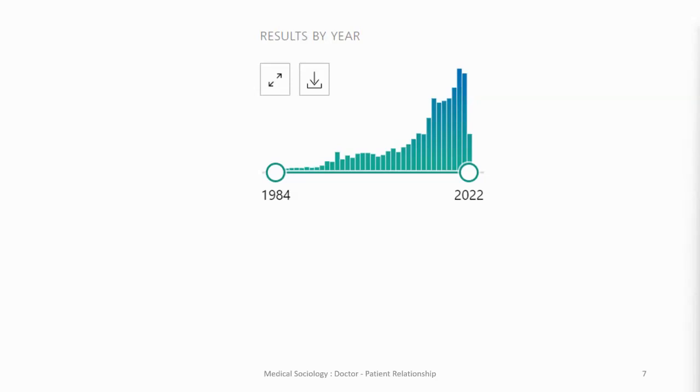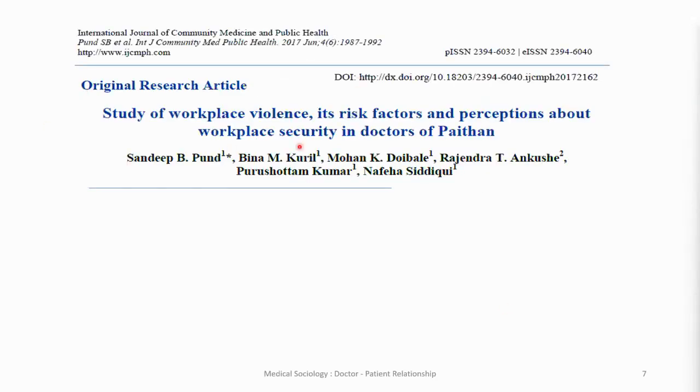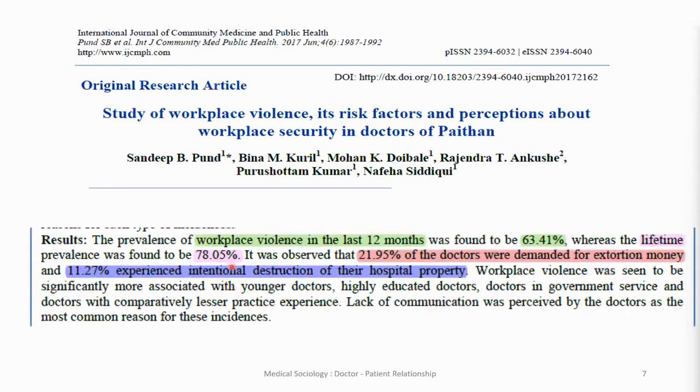One of the articles, published by my seniors, studied workplace violence, its risk factors, and perceptions about workplace security in doctors. It showed that the prevalence of workplace violence in the last 12 months at the time of the study was 63.4 percent, and in lifetime it is 78%, which means that 78% of doctors come across some form of violence in their lifetime. Out of this, 22% were demanded extortion money, and 11.2% experienced intentional destruction of hospital property.